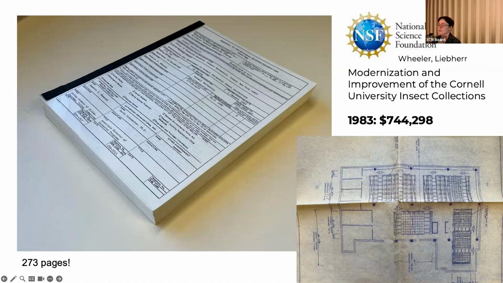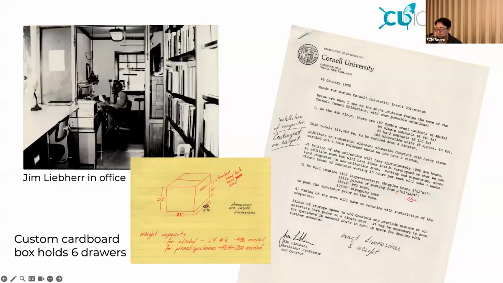This thing is a brick. It's very comprehensive, but I tell you what. So it proposed compactorizing the entire collection on the second floor of Comstock Hall. I love some of the old records here, including Jim's beautiful drawing of a customized box to hold exactly 6 drawers for the temporary storage of these materials as the collection was being moved.